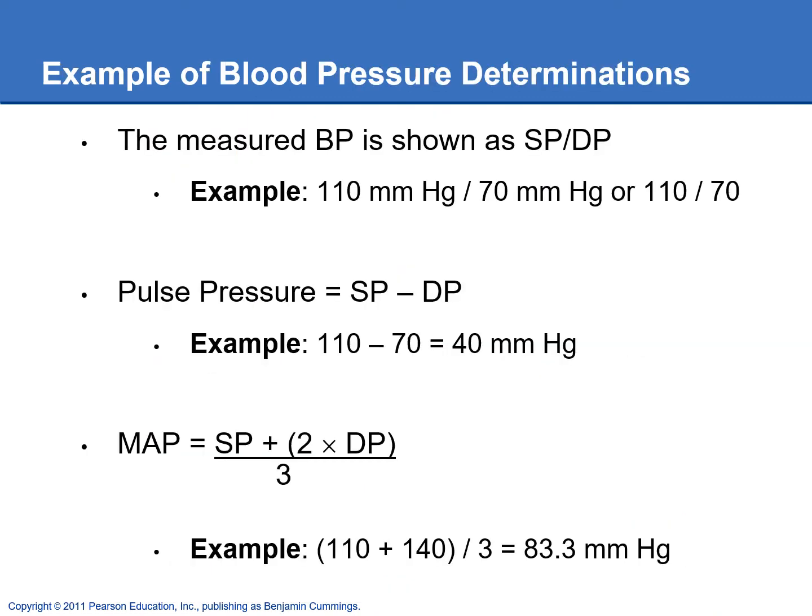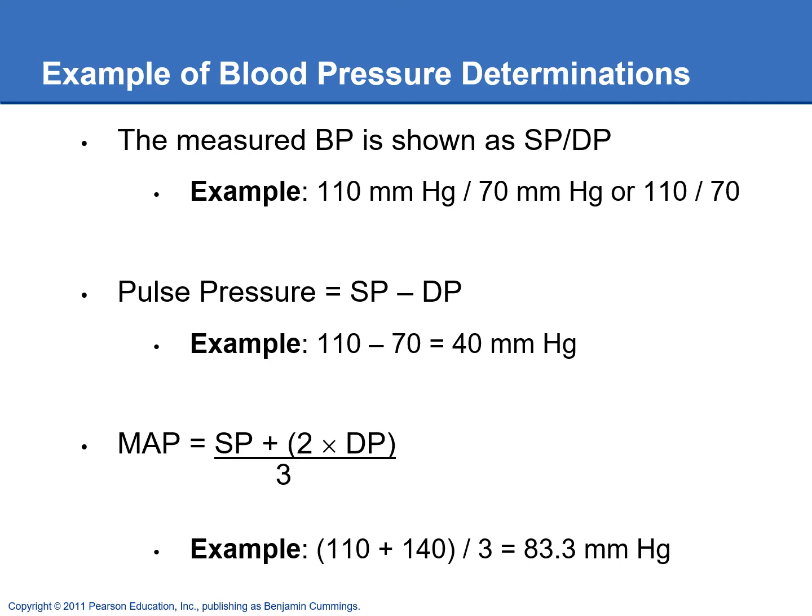Here's some examples of blood pressure determination. So let's say that our patient, we measured the blood pressure and it was 110/70. So the 110 is the systolic pressure, and then the bottom number, the 70, is your diastolic pressure. If you wanted to calculate your pulse pressure, you're just going to take the systolic minus the diastolic pressure, and the pulse pressure would be 40 millimeters of mercury. So that just means that when you're feeling that patient's pulse, the pressure that you're feeling would be 40 millimeters of mercury, so that's your pulse pressure.